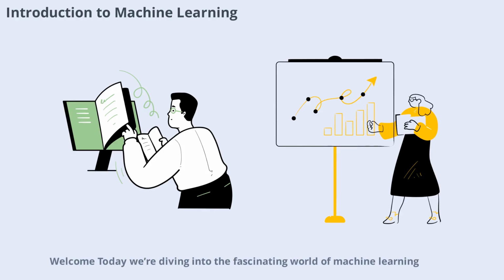Welcome. Today we're diving into the fascinating world of machine learning, focusing on two of its most fundamental approaches, supervised and unsupervised learning. Whether you're new to the field or looking to refresh your understanding, this video will break down the key differences, practical examples, and real-world applications of both methods. Let's start by setting the stage for what machine learning is, and why these two approaches are so important in shaping how computers learn from data.